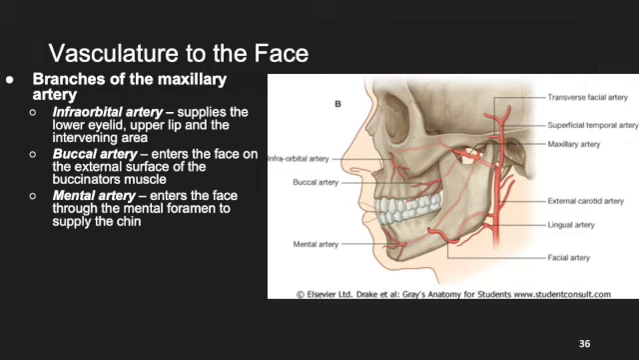So take a look at the maxillary artery here. So we can see the maxillary artery. It is a branch coming off of the external carotid artery. Again, this is where we kind of left things last semester. Now, the maxillary artery is going to have 3 branches. An infraorbital artery, obviously going just underneath the eye. A buccal artery, which is going to supply blood to the buccinator. And a mental artery. Remember, mental just means the chin.